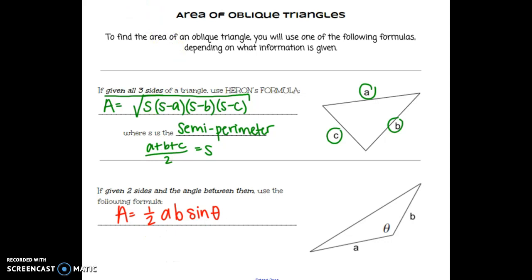Okay, so A and B are just your two sides, and theta is the angle between them.